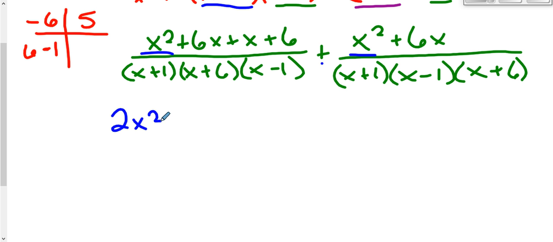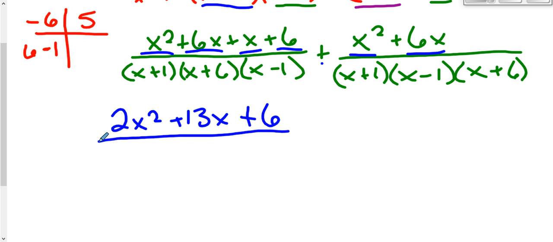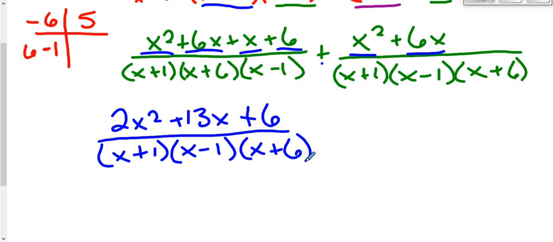Up next, I'll combine my x's. I have 6x, another x, that's 7x, plus this 6, that's 13x. And finally, I have the constant 6. All of these are over my common denominator of x plus 1, x minus 1, and x plus 6. Again, it doesn't matter what order I write those in.